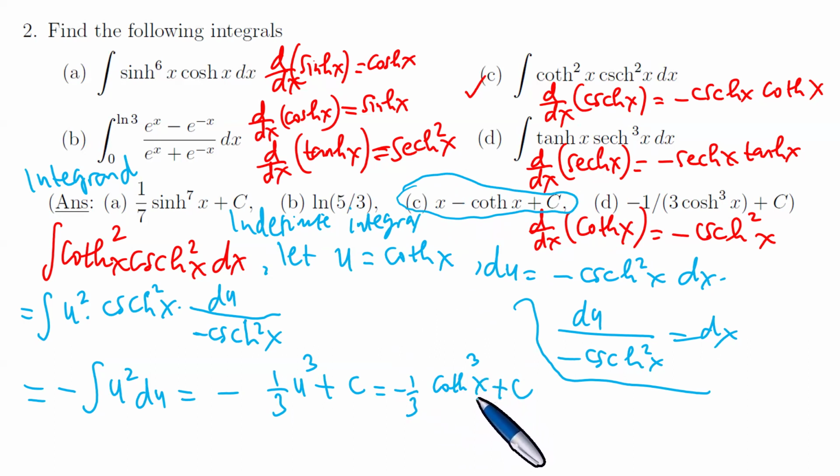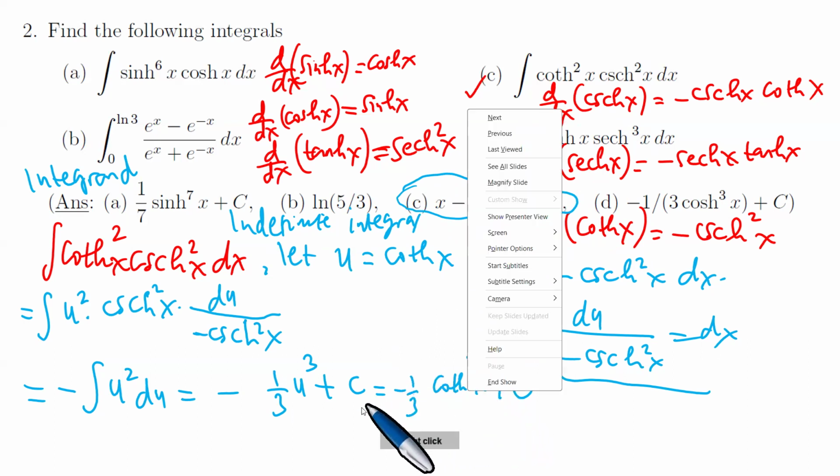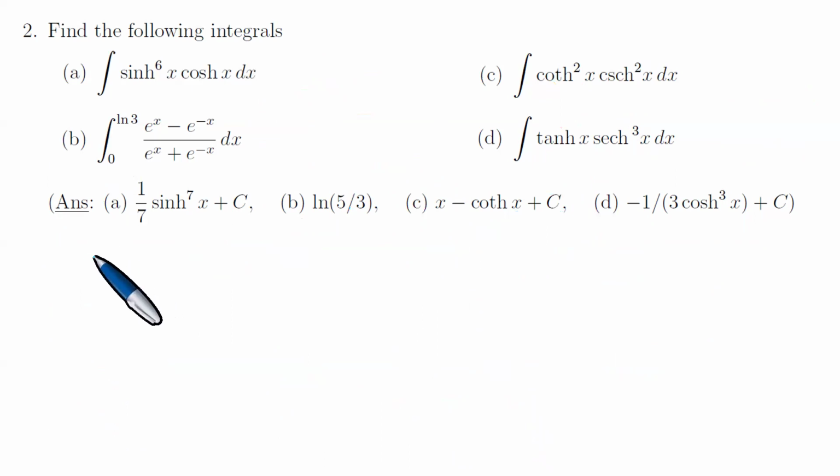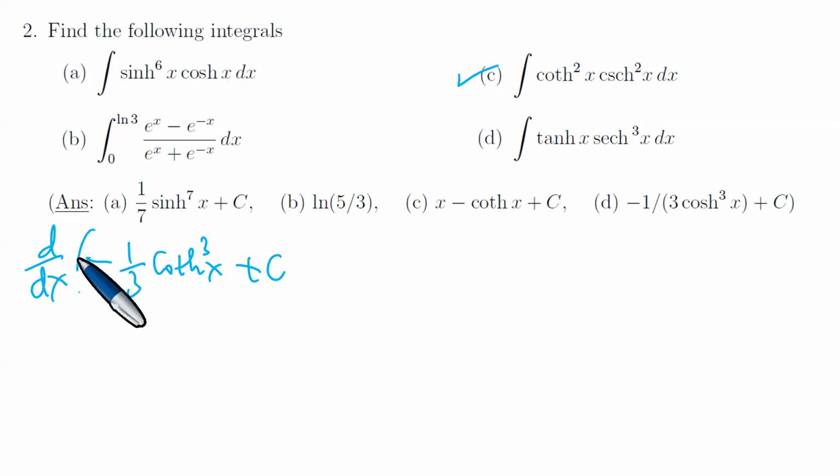How do we know that this one is correct, the one we've got? We know because we are saying the answer is minus 1/3 cosh cubed of x plus c, which is the answer to part C. Then we check by differentiating this answer, d/dx. You must give us back the integrand. Let's check. So now you find the derivative of this one with the c.